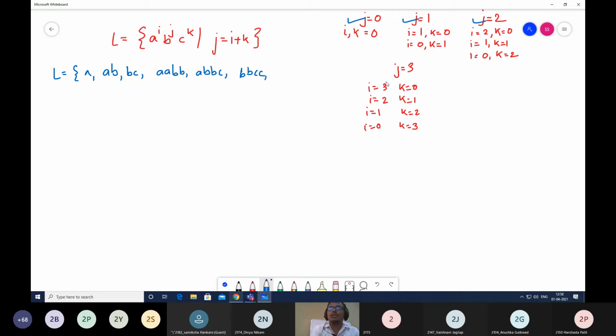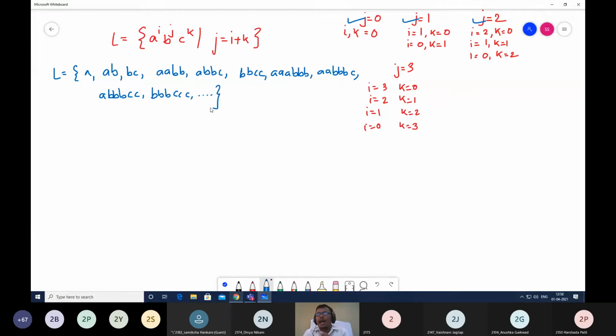Next is j equal to 3. When j is equal to 3, I get four possible strings, right? What are those four possible strings? Either ABBB, or ABBBC, or ABBBCC, or BBBCCC.